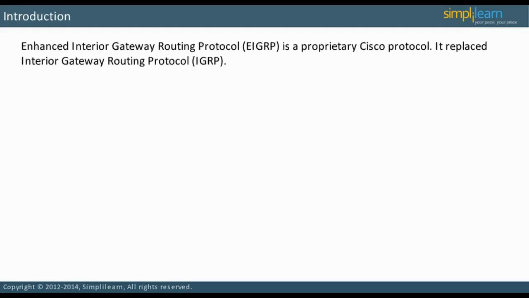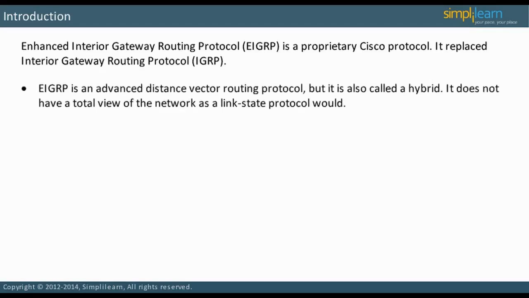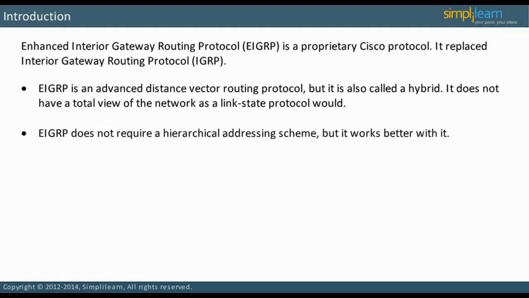Enhanced Interior Gateway Routing Protocol, EIGRP, is a proprietary Cisco protocol. It replaced Interior Gateway Routing Protocol, IGRP. EIGRP is an advanced distance vector routing protocol, but it is also called a hybrid. It does not have a total view of the network as a link state protocol would. EIGRP does not require a hierarchical addressing scheme, but it works better with it.